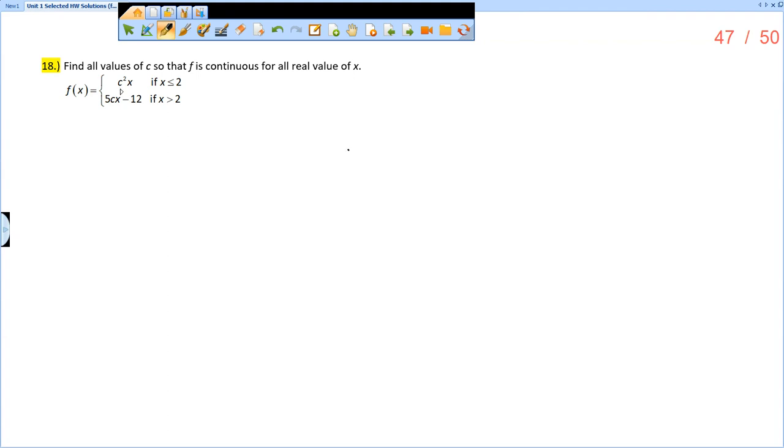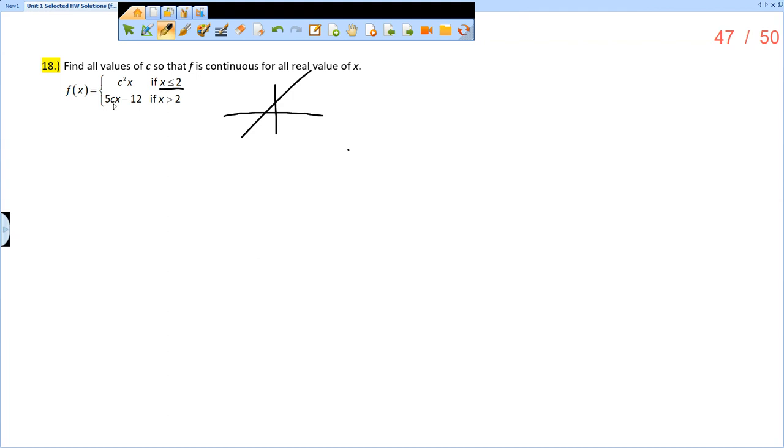All right, so first of all, we need to think c is some constant, it's unspecified, but if I had c squared x, that's just a line, right? That's just a line with a slope of c squared, right? So that's going to be continuous everywhere that x is less than 2, right?